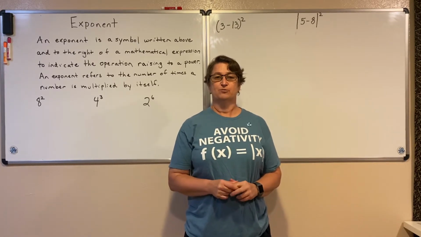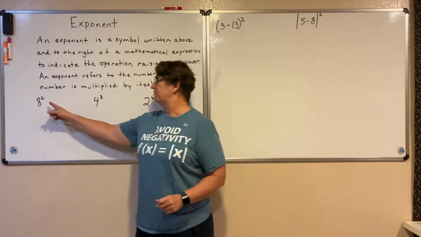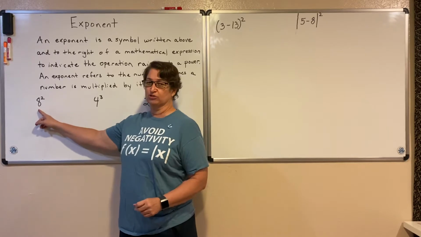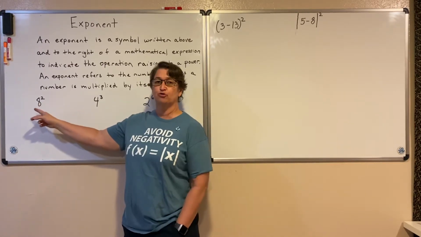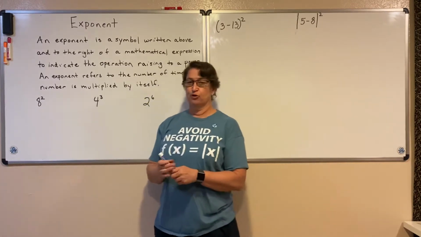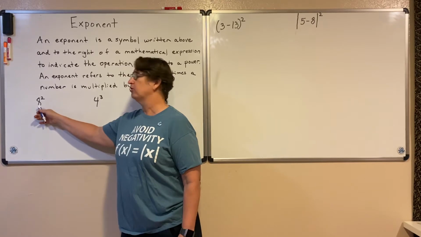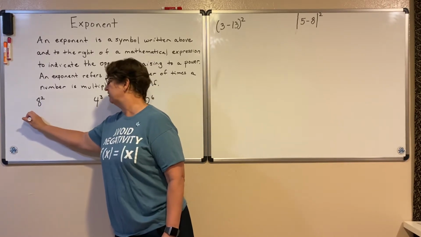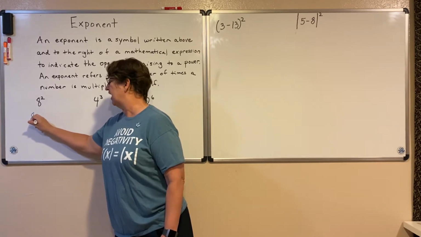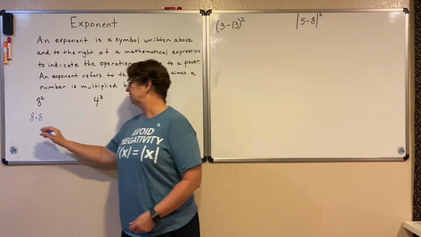Let's talk about exponents. An exponent is just a symbol that's written above and to the right of a mathematical expression, and it refers to the number of times that number is multiplied by itself. So for instance, this says 8 raised to the second power, or we say 8 squared, and it just means 8 times 8. And 8 times 8 is 64.